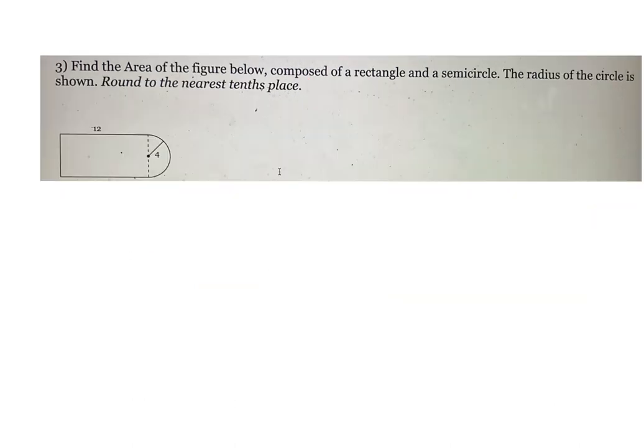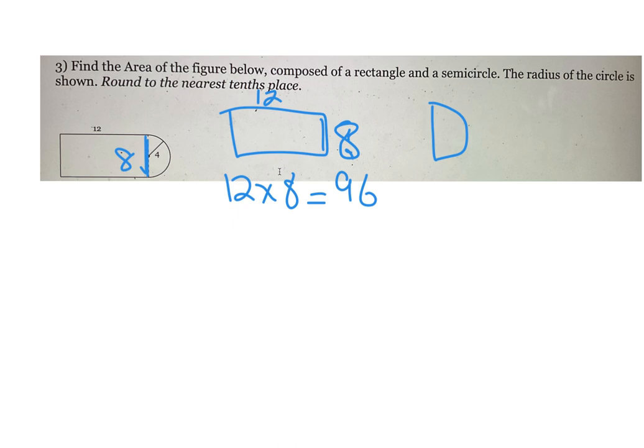All right, so we're going to break this up into 2 shapes. We have a rectangle and we have a semicircle. So my rectangle is 12 by something. Since the radius is 4, the whole diameter would have to be 8. So the whole diameter right there is going to be 8, and that's going to be the measurement of this rectangle. So we got 12 times 8 is 96. That's the area of the rectangle.